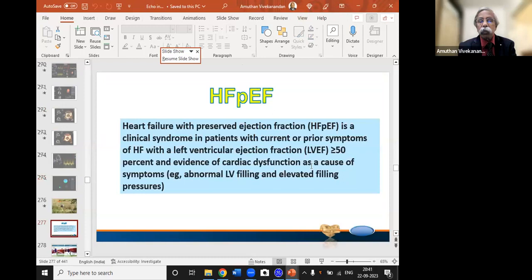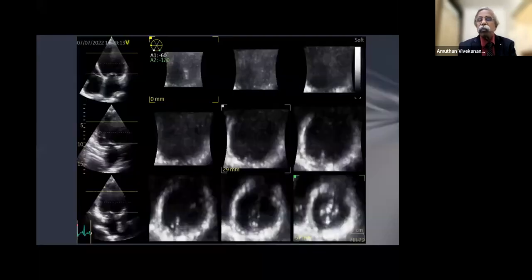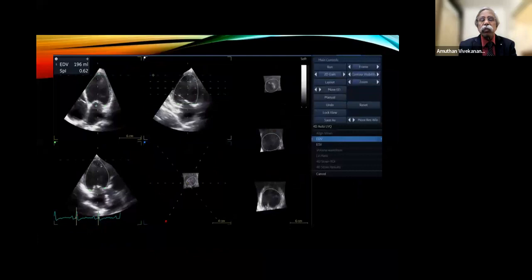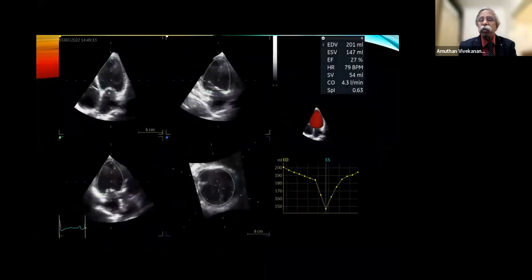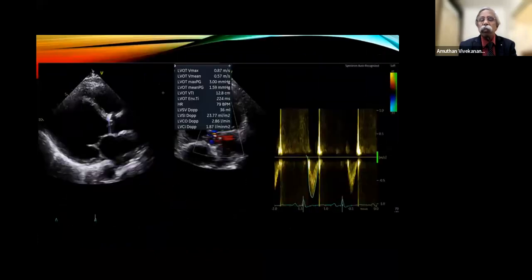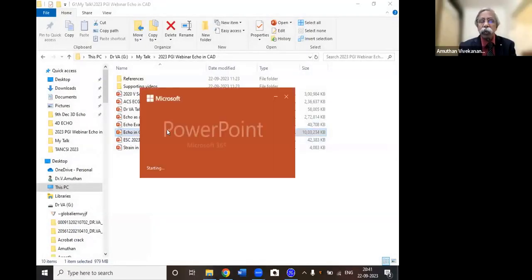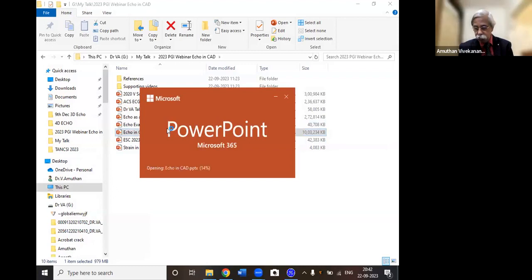Now coming to heart failure with preserved ejection fraction. This is a calculation of the ejection fraction. It is coming out. Simple method. There is some problem with the PowerPoint presentation. Again, recurrently it is having a problem.